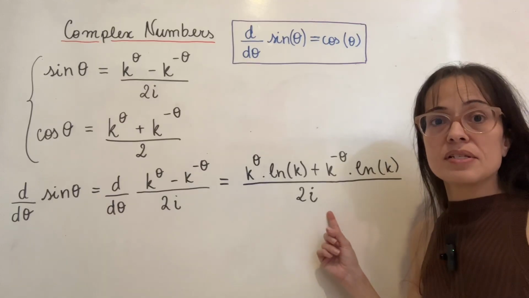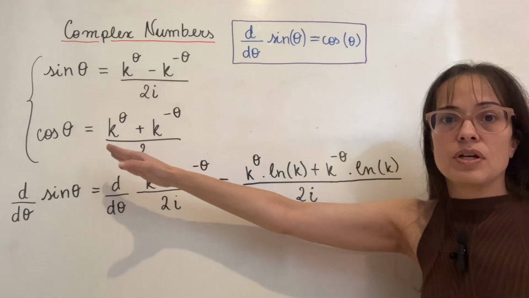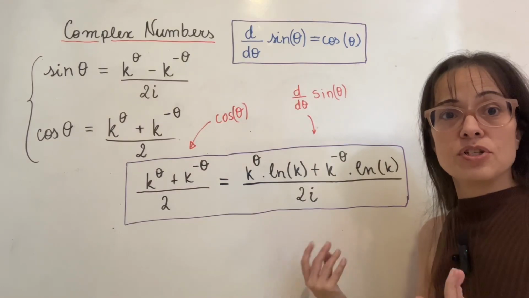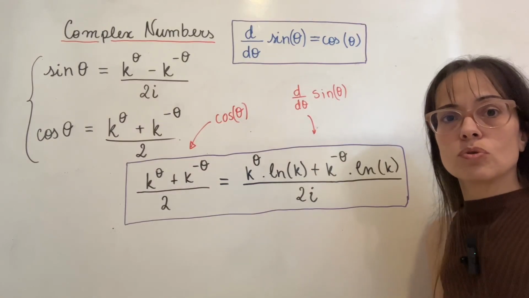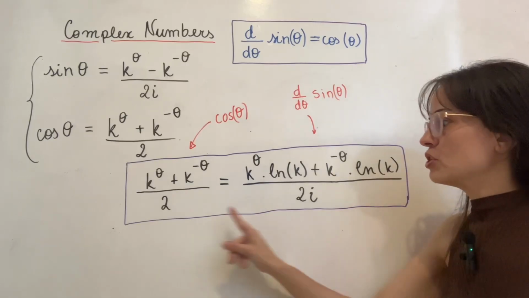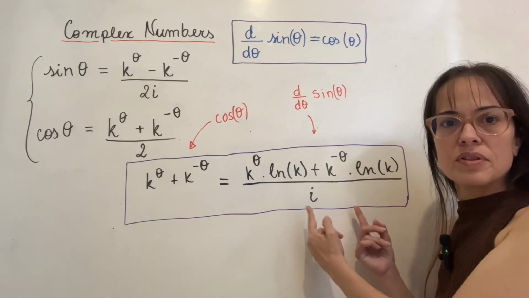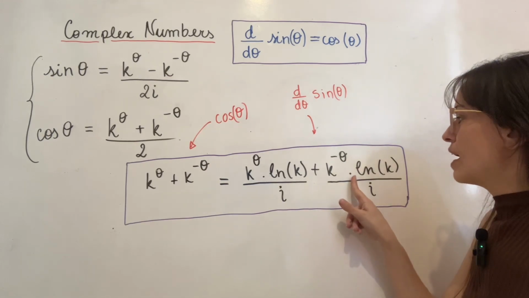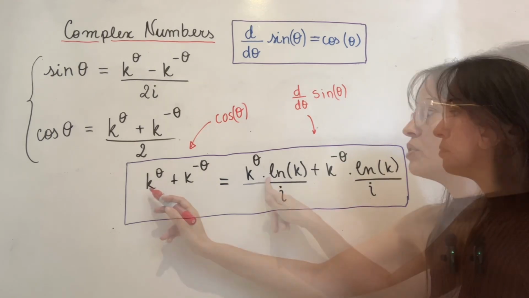But the thing is that this needs to be equal to the cosine of theta, okay? So let's move this down here and compare. These two things need to be the same, so let's see what conclusions we get from that. Well, first of all, I can multiply both sides of the equation by 2. I think I'm going to split this fraction into 2 fractions, and I'm going to take the powers of k outside of the fractions.